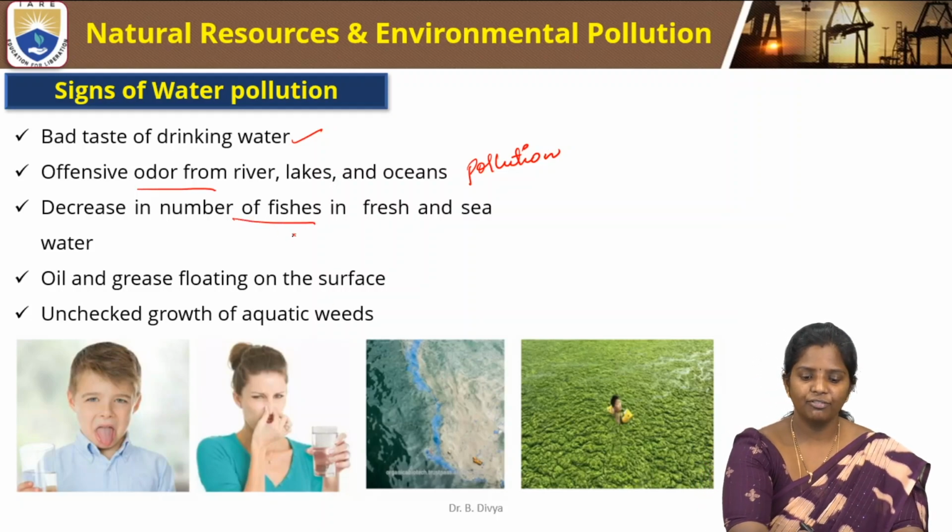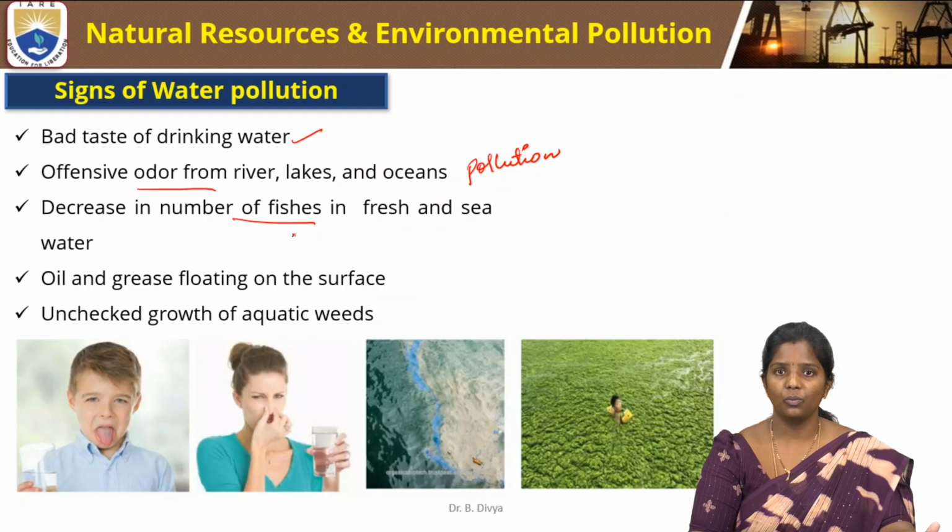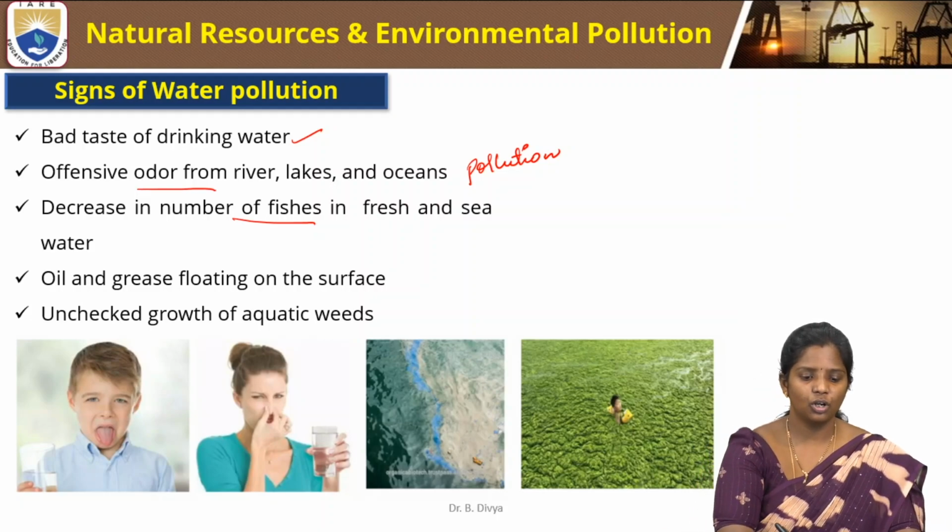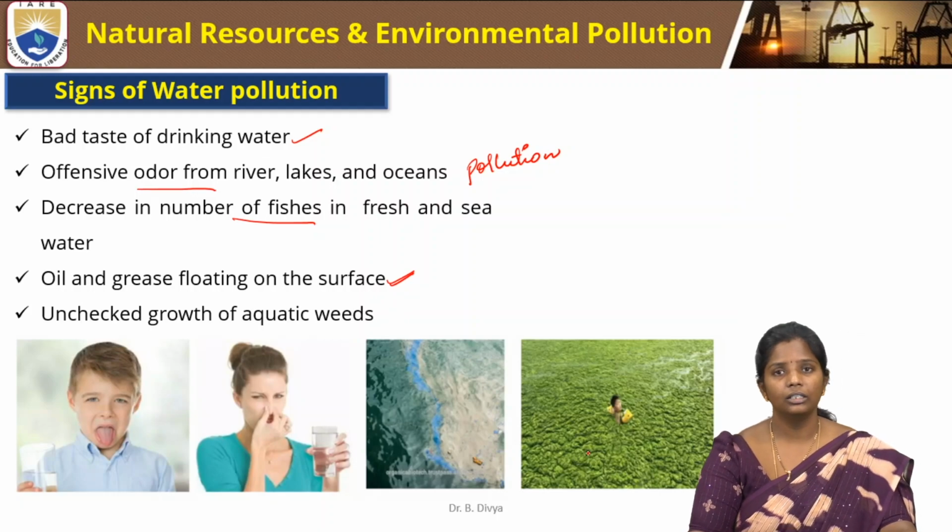Another sign is a decrease in the number of fishes in the sea. We generally don't go to the sea daily, so we have to understand through the population of fishes: wherever there is a smaller number of fishes growing, that could be because of pollution of that particular water body. Then oil or grease floating on the surface generally occurs near refineries or industries, where the oil or grease is thrown into the water body.